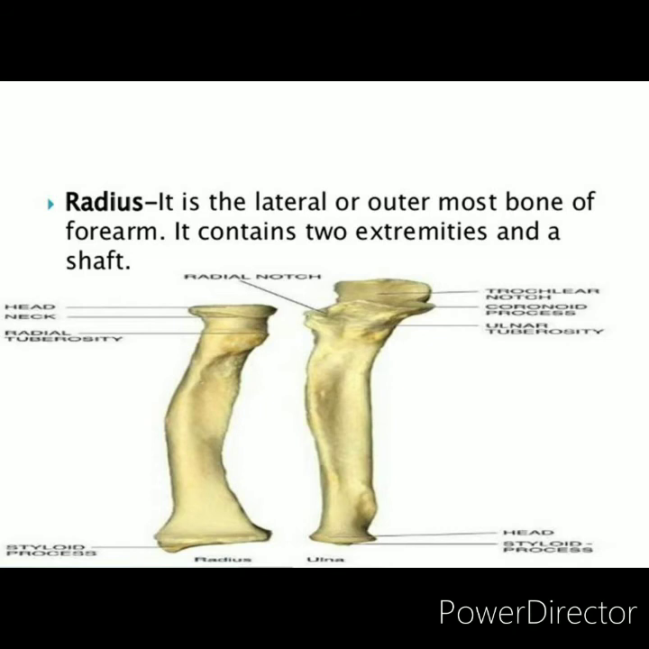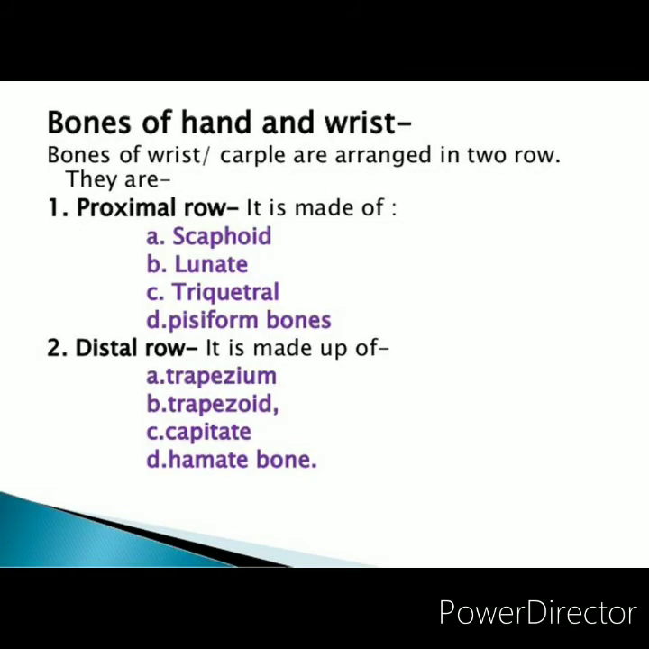You can check it by yourself also. The thumb side, it is the radius bone. And the little finger side, there you can find the ulnar bone, and the radius bone is a little bit thicker than the ulnar bone. Next we will learn about the bones of the hand and wrist.